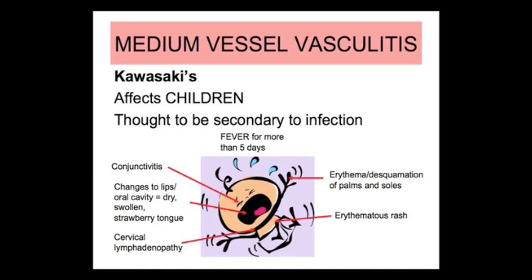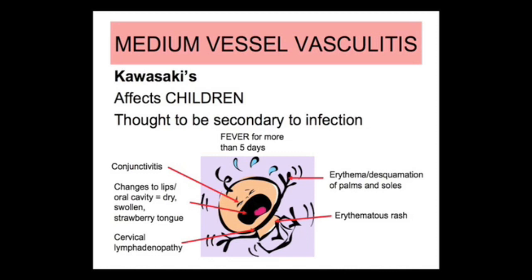The fourth is erythema and desquamation, particularly of the palms and the soles, and literally the skin on these areas will start to peel on day 4 or 5 of the disease. And then finally, the patient can also get an erythematous rash anywhere on the body.